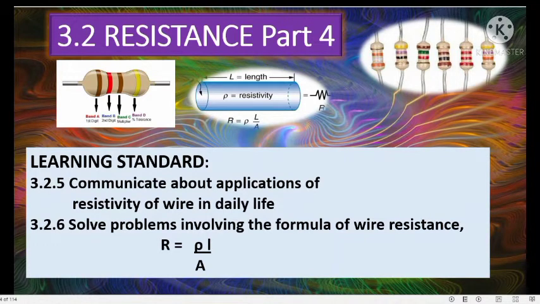Today we continue the next part in topic 3.2, resistance. In this video, I will discuss two learning standards: communicate about applications of resistivity of wire in daily life, and then solve problems involving the formula of wire resistance R equals rho L divided by A.